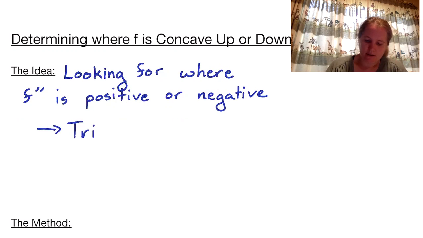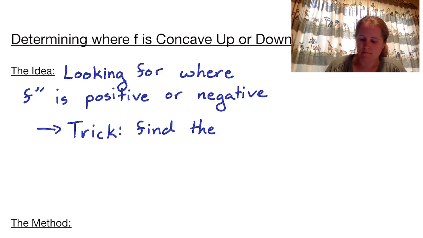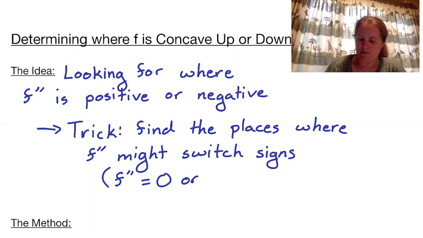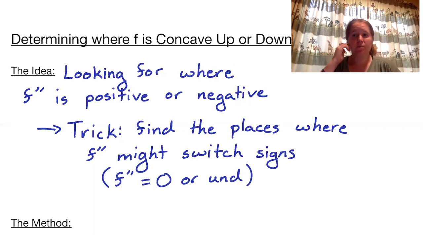So the trick will be to find the places where the second derivative, f double prime, might switch signs. So specifically where the second derivative equals 0 or is undefined. So this is basically the same process as finding where it's increasing or decreasing. It's just that we're working with the second derivative instead of the first derivative now.